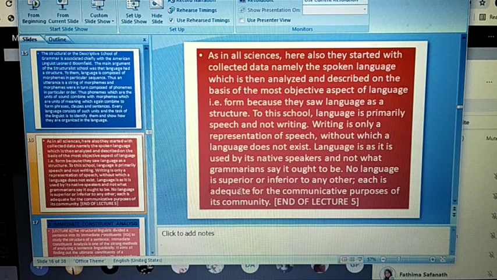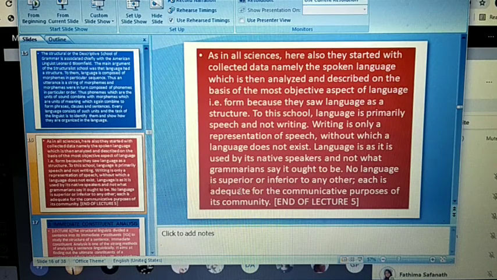So remember, in traditional grammar, the written language is important, writing is important. In descriptive grammar, speech is important. Here, language of course has a form, all right? And now that language has a form, you can look at anything that has a form has a structure. That's what structuralists say. And now that language has a form, you can analyze the structure.